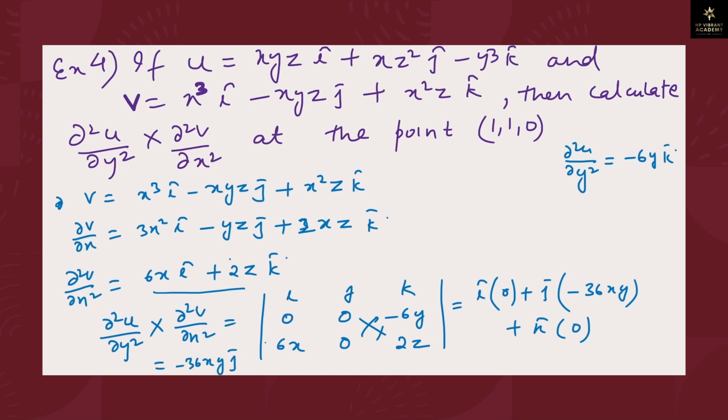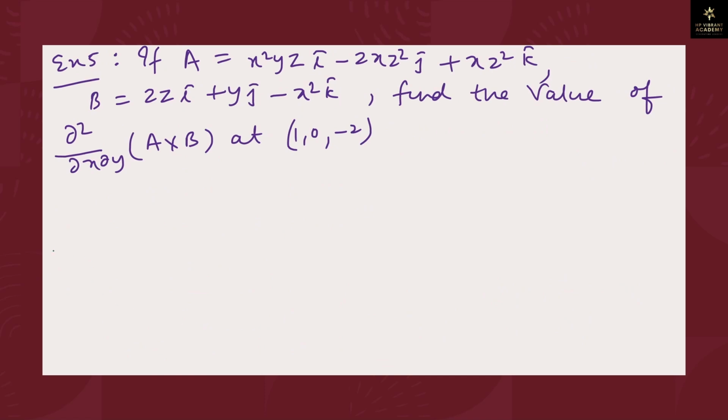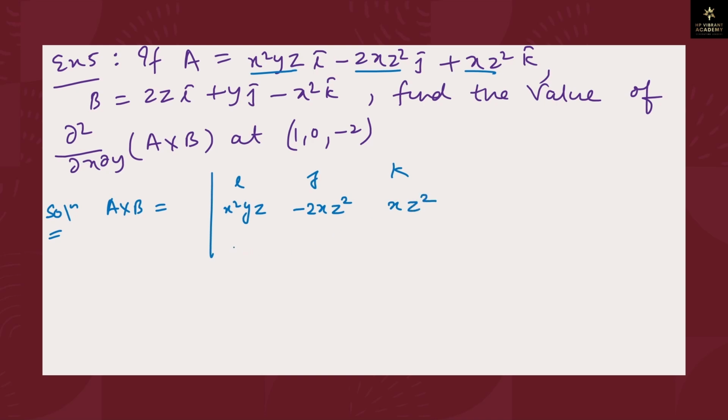Now let us discuss question number 5. How we can solve this? So we have a cross b, let us find this. So we have i, j and k. So let us place the coefficients of a here. These are the coefficients. So we have x square y z, this is minus 2xz square, this is xz square.